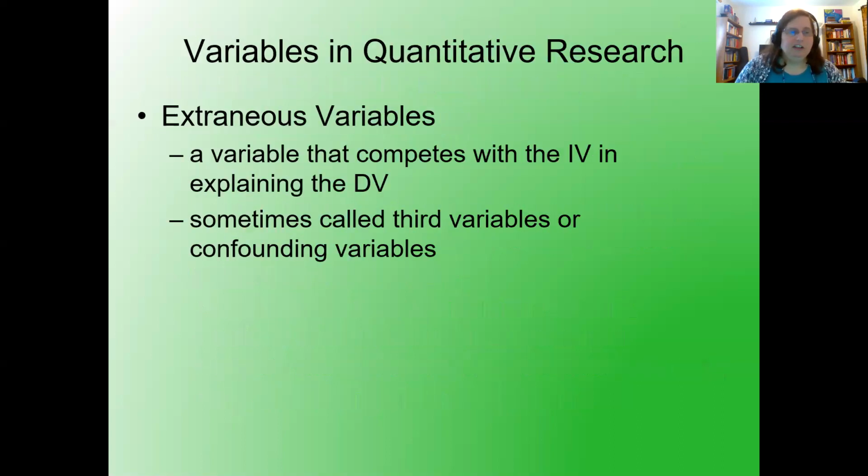Now let's talk a little bit about extraneous variables. This is a variable that competes with the IV in explaining the DV. They're sometimes called third variables or confounding variables. So let's say I wanted to study finger dexterity.